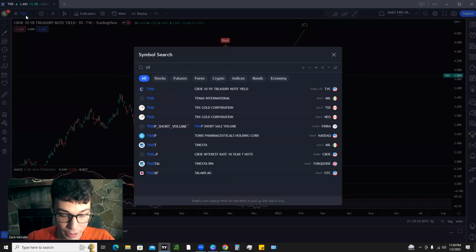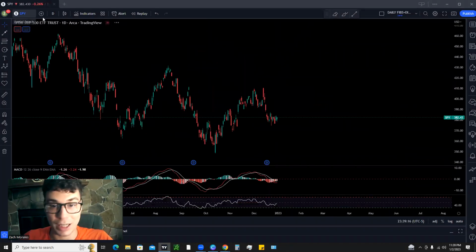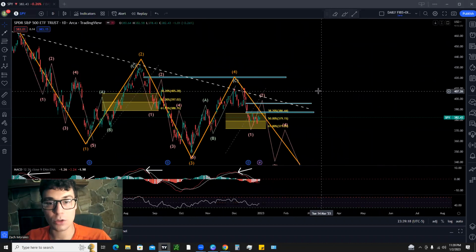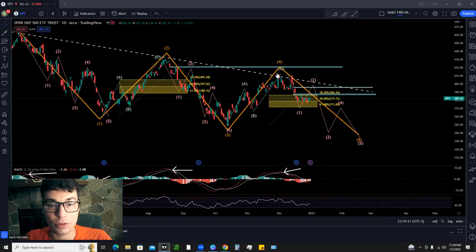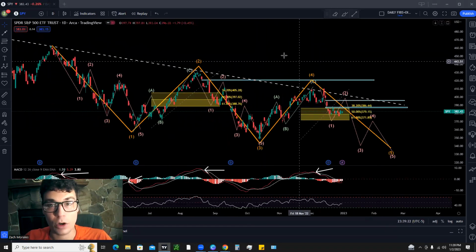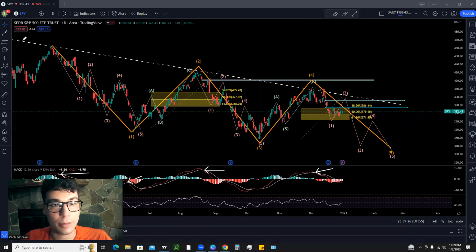For instance, if we take a look at SPY, the S&P 500 ETF, we're also tracking a very similar 5-wave move to the downside as we were on TLT, along with a major trend line up here. Okay, so here's our major trend line right here that we keep getting multiple rejections at. We got rejected here. We got a look above and fail, very bearish, and we started to come back down.